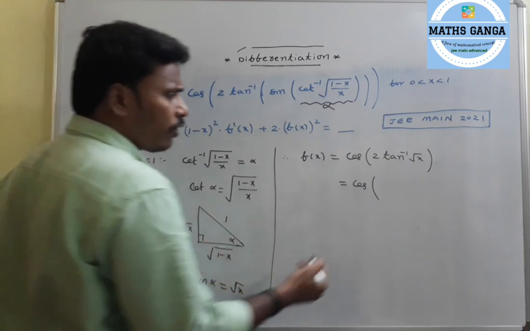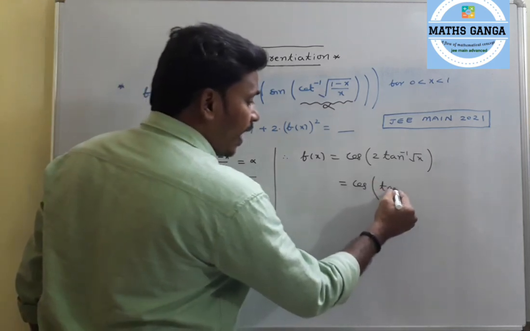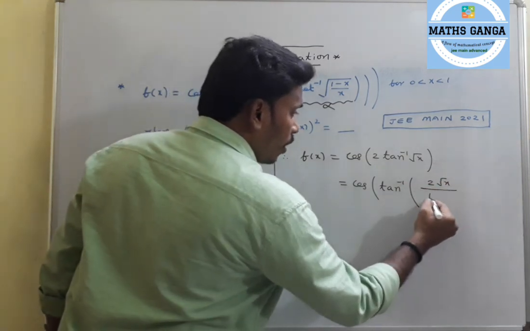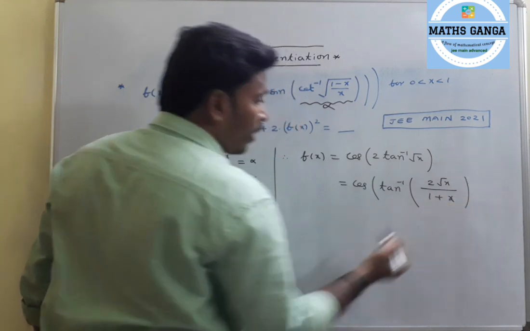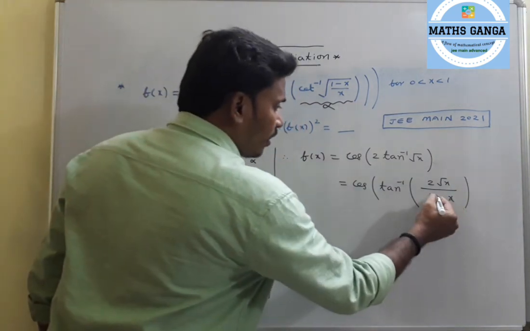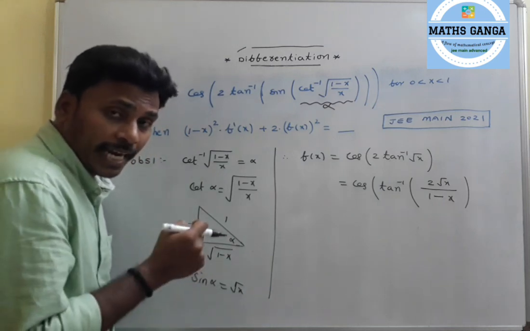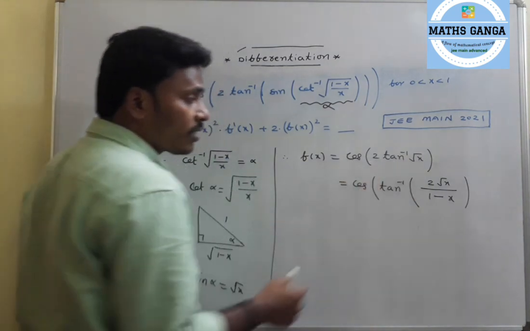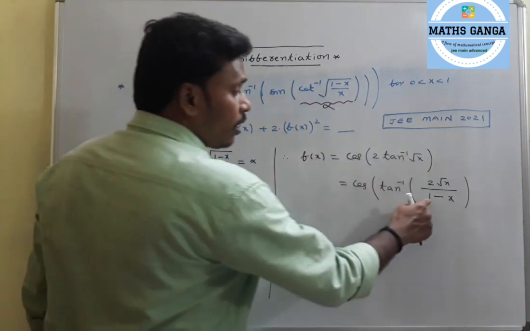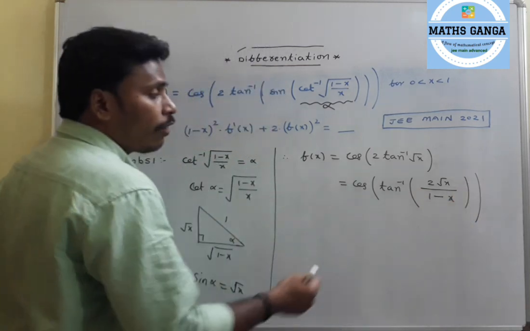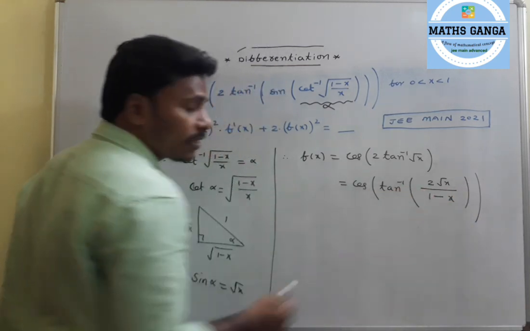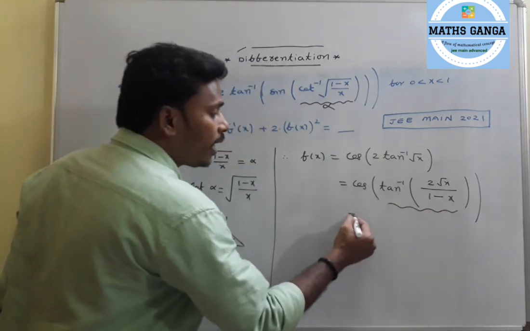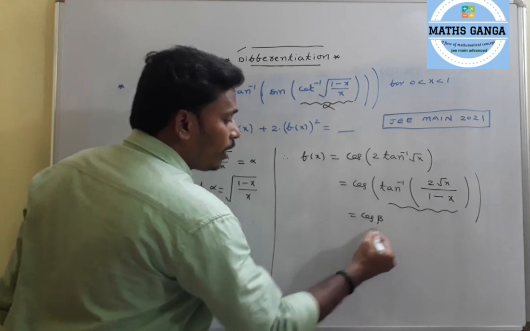We need to use the tan 2 theta formula. Tan 2 theta is 2 tan theta by 1 minus tan square theta. From that, 2 tan inverse root x is tan inverse of 2 root x by 1 minus root x square, which is 1 minus x. Now we have tan inverse of 2 root x by 1 minus x. Treat this as some beta. So we need to find cos beta finally.